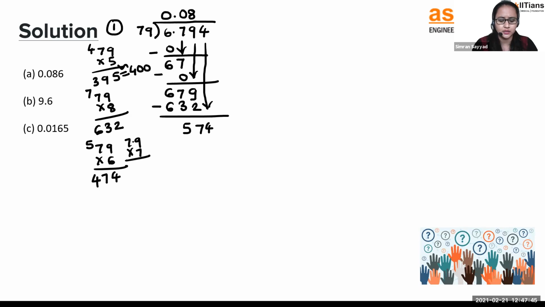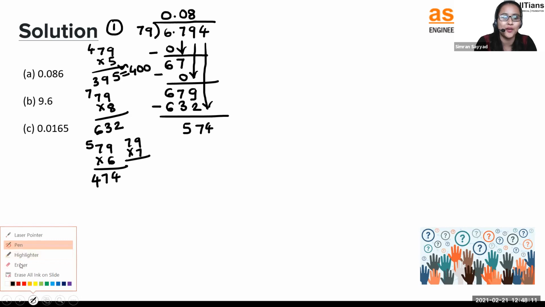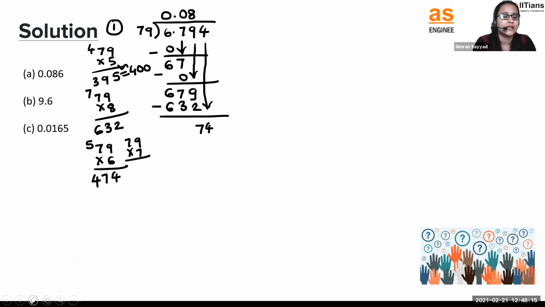Students, can you multiply this and tell me what the answer can be? 79 into 7. Quick. 79 into 7. 6.794 divided by 79. Oh, here it is. I was mistaken. 7 minus 3 is, it's not 5, it is 4. So there I have to write 4.